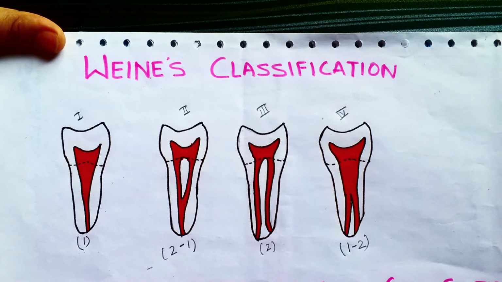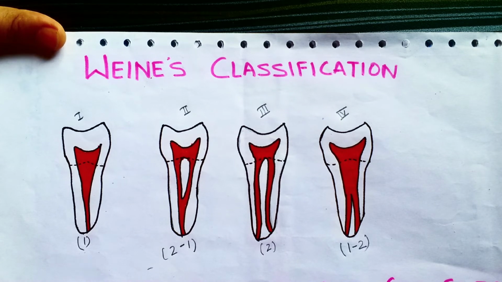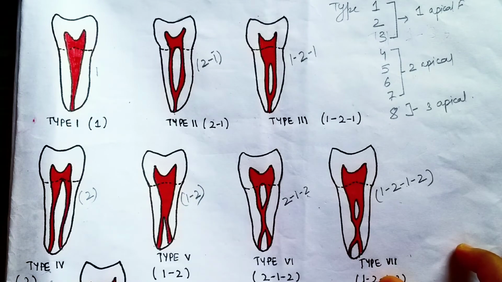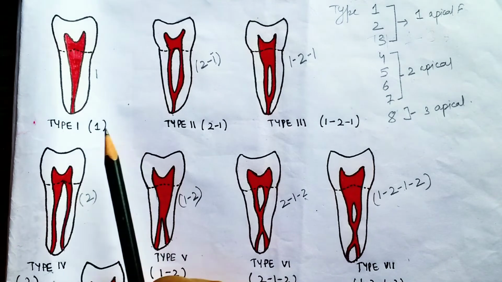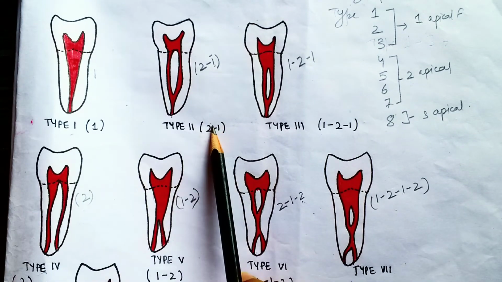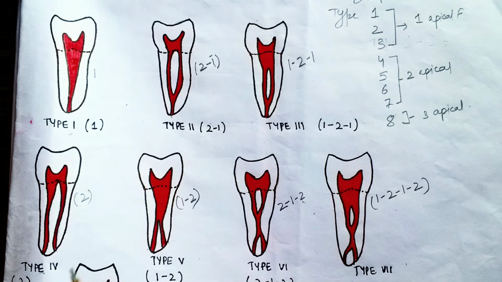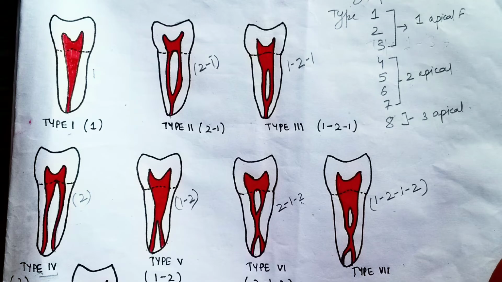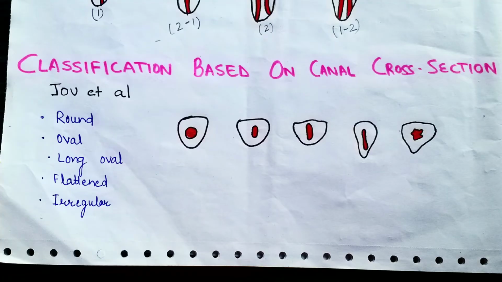Now remember, the Weine classification is such that if we know our Vertucci classification, as we have studied in the Vertucci classification, the 8 different types, the type 1 and type 2 of the Vertucci classification, and type 4 and type 5 of the Vertucci classification is similar to that of type 1 and type 2 of the Weine classification. Now we will be studying about the last classification, which is the classification based on cross section.